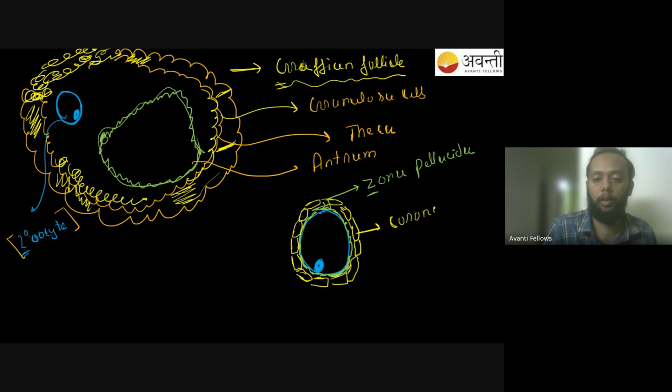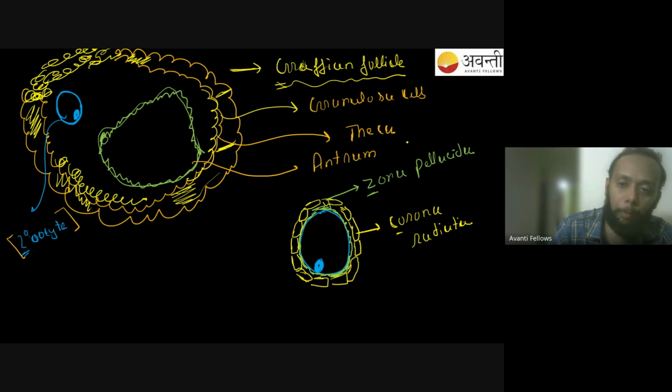Corona radiata. So now you have two layers. Your secondary oocyte already had the zona pellucida, but along with it, it has one additional layer surrounding itself, and that is my corona radiata. The corona radiata is actually made of my granulosa cells. Some of the granulosa cells come together and attach themselves to the zona pellucida. That we call the corona radiata.